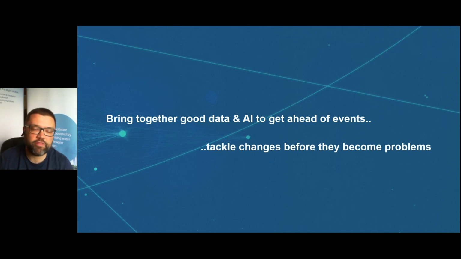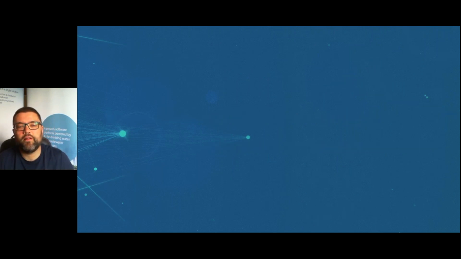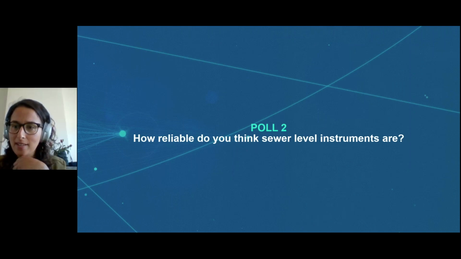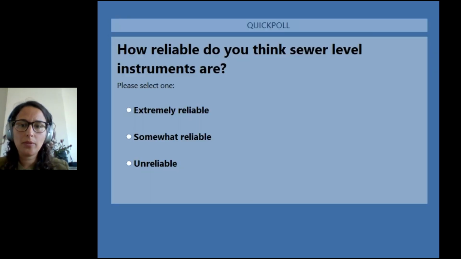And we'll talk a bit more about that after the next poll, and I'll hand across to Maha to introduce the next poll. Yes, thanks, Tom. So our second question is, let me just launch it. How reliable do you think sewer level instruments are? Again, you can just choose one answer. So extremely reliable, somewhat reliable, or unreliable. We will give you about 1 minute to provide us with an answer before Christoph will elaborate on the results again.